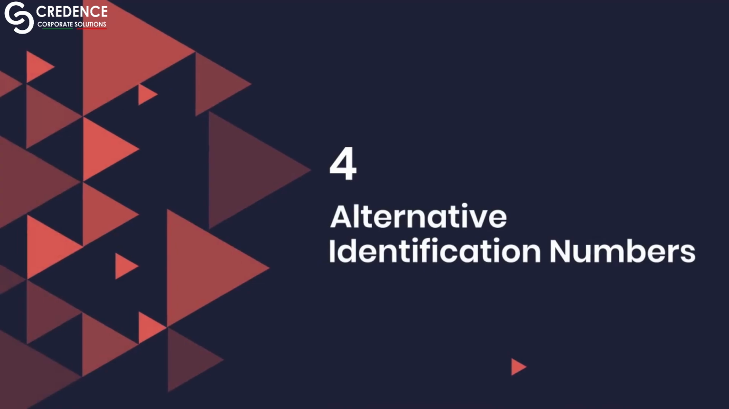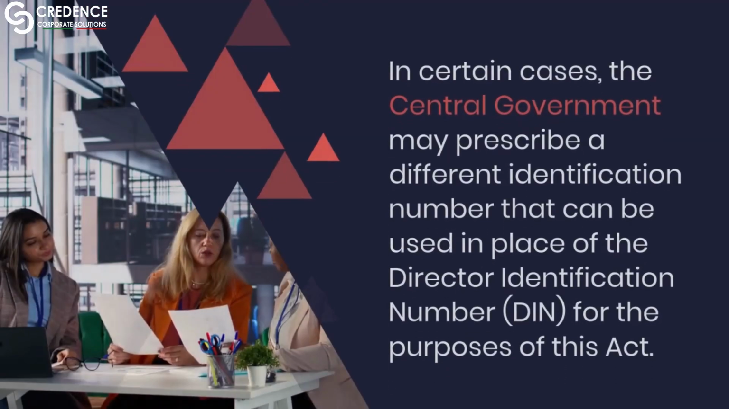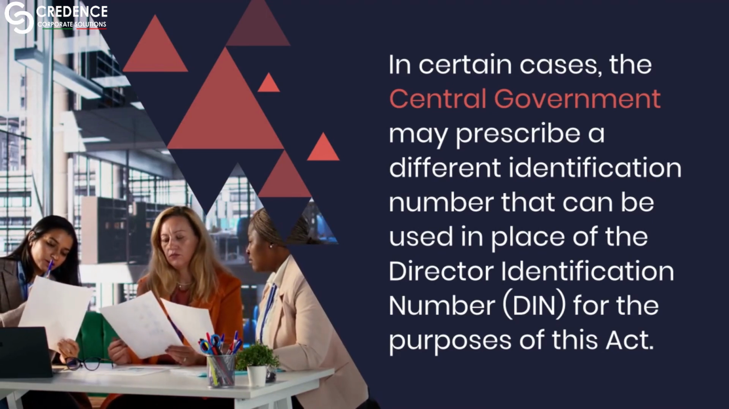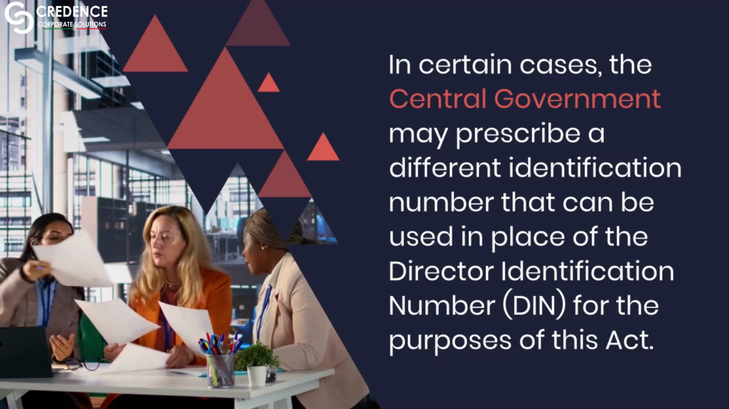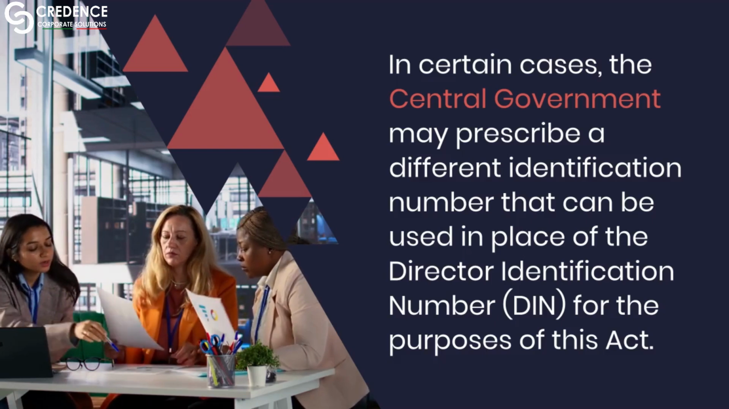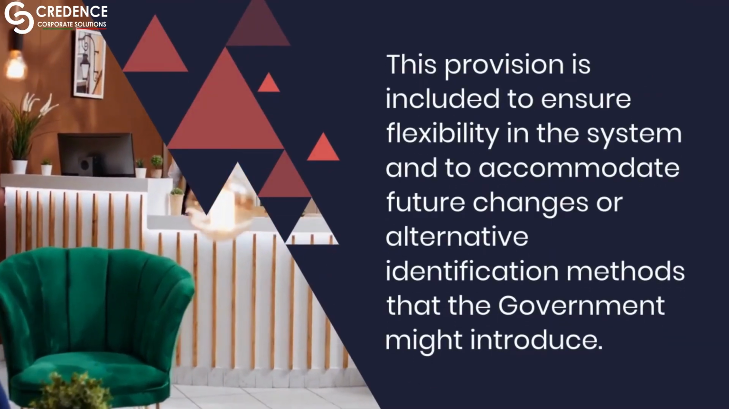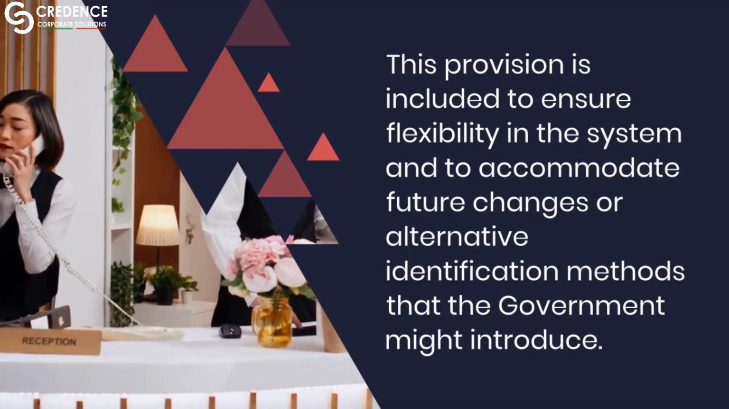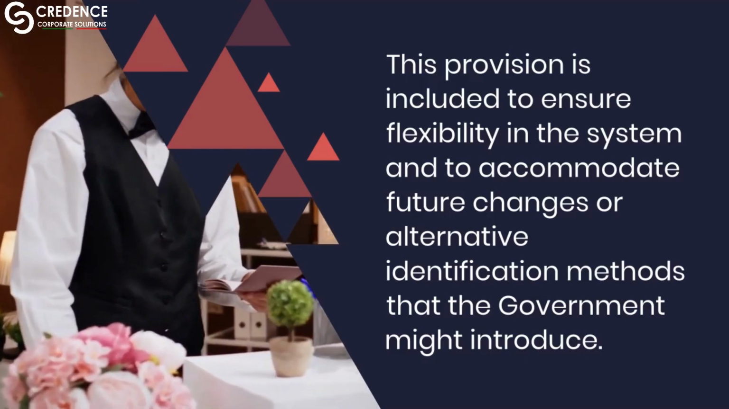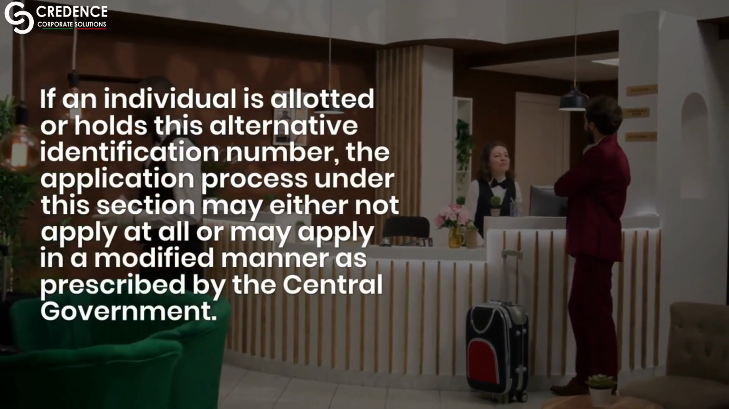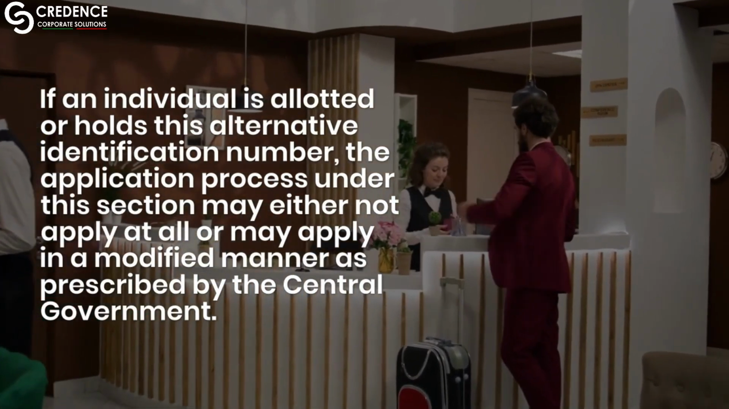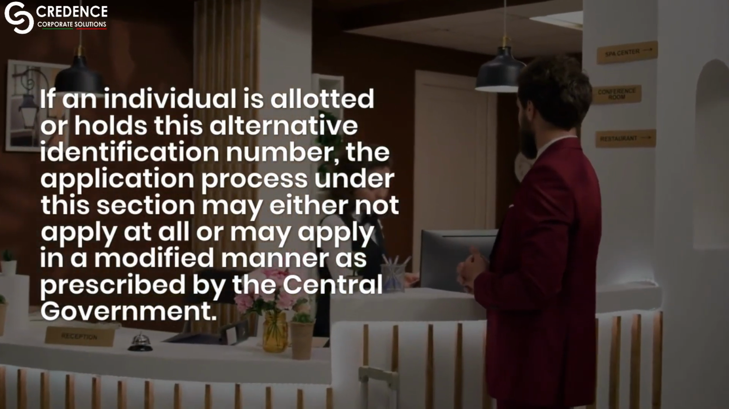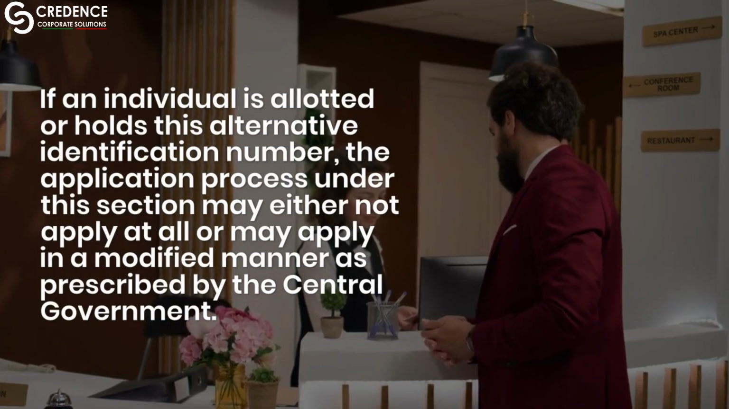4. Alternative Identification Numbers. In certain cases, the central government may prescribe a different identification number that can be used in place of the Director Identification Number, DIN, for the purposes of this Act. This provision is included to ensure flexibility in the system and to accommodate future changes or alternative identification methods that the government might introduce. If an individual is allotted or holds this alternative identification number, the application process under this section may either not apply at all or may apply in a modified manner as prescribed by the central government.